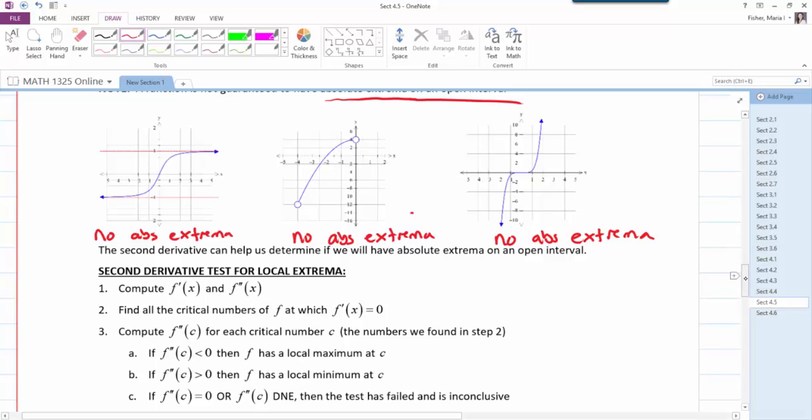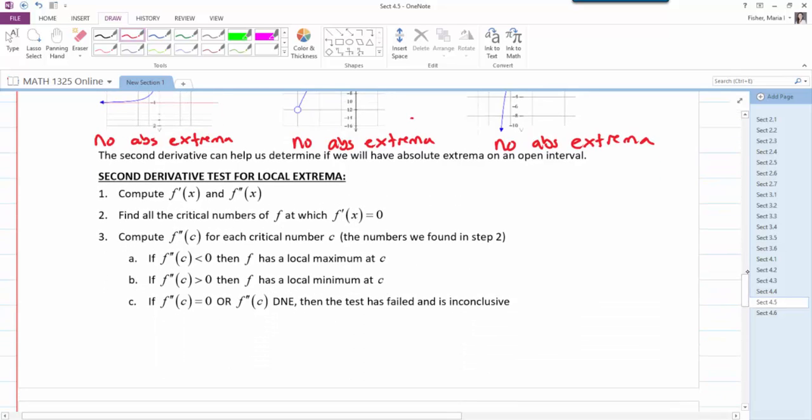So let's start with just figuring out what the second derivative test for local extrema is. In order to use the second derivative for local extrema, the first thing you do is compute the first and the second derivative. And then you find the critical numbers of f, where the first derivative is equal to 0. Then you compute the value of the second derivative for each one of the critical numbers you found in step 2.